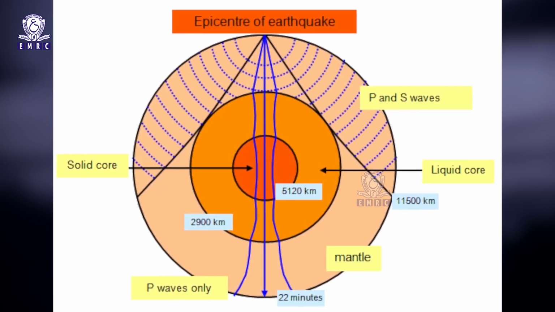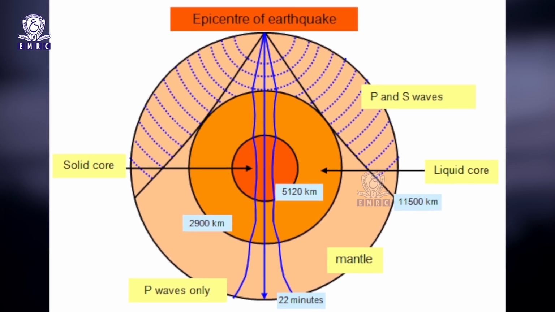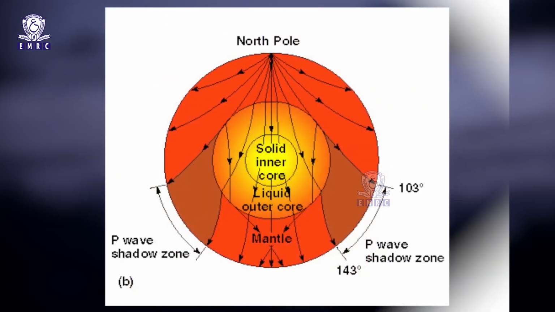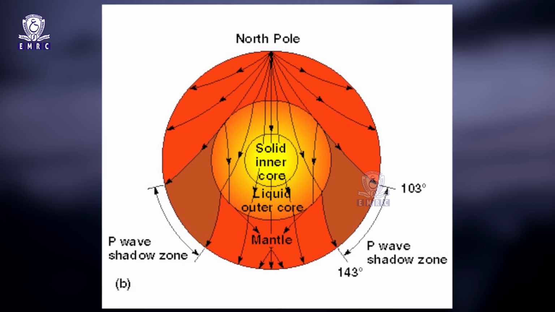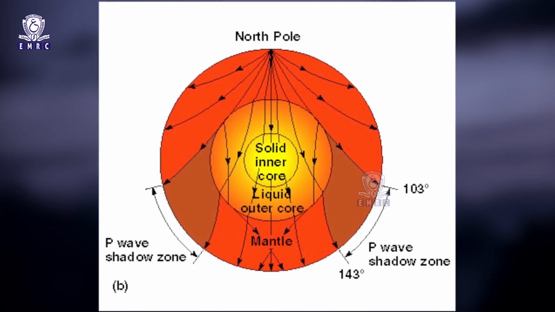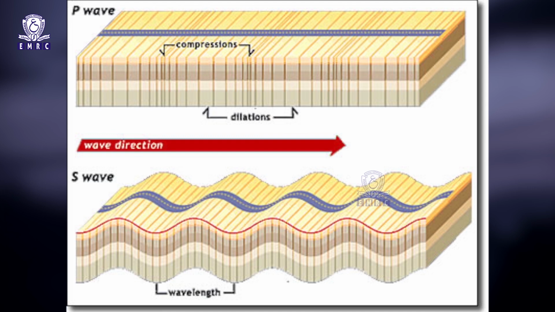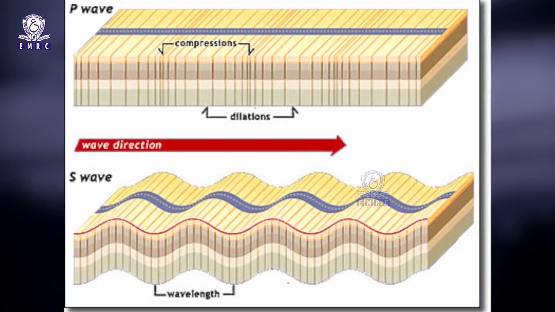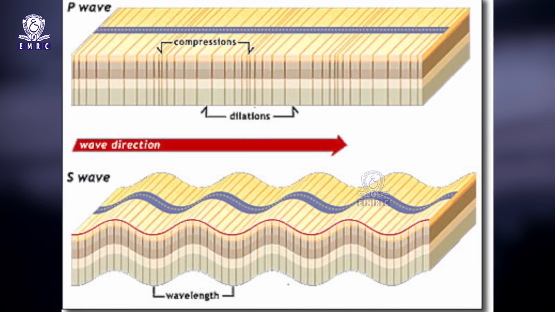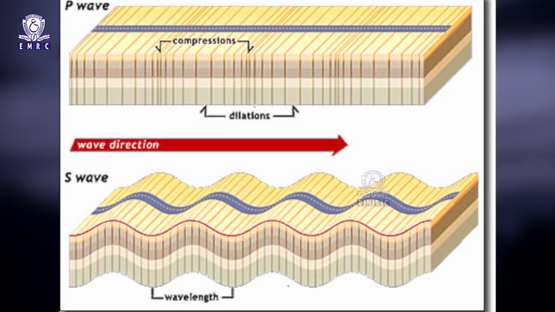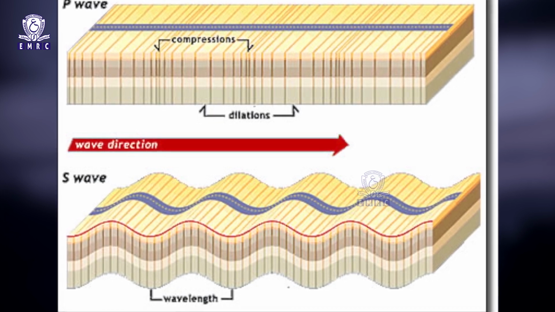Unlike P waves, S waves cannot pass through all types of mediums. S waves can penetrate or travel only in solid medium. The velocity of S waves depends upon the density and rigidity of the medium through which they pass. The path of the S waves through the interior of the earth is concave due to their decreasing velocity.